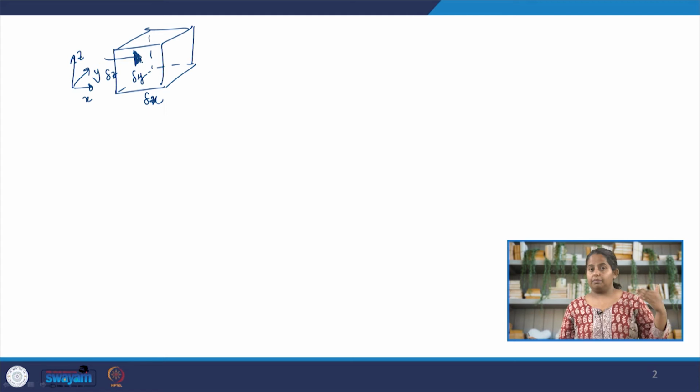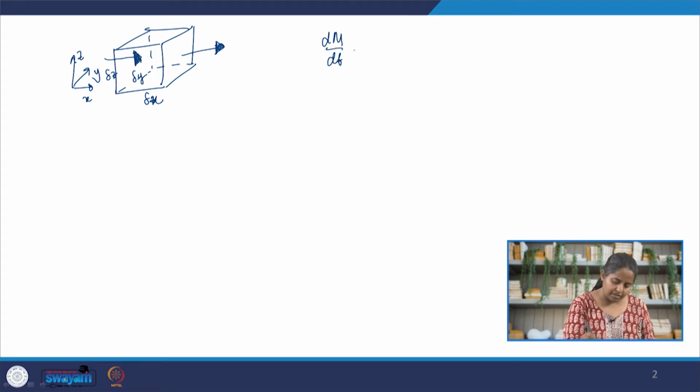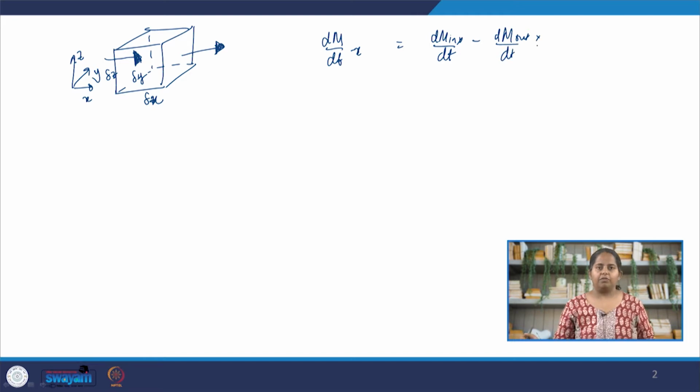So this is mass coming in because of bulk action, and then the mass leaving here will be mass out because of bulk action. When we subtract mass in minus mass out, we want dm by dt in the x direction, and that will be mass in the x direction minus mass out in the x direction. That is what we are going to do.